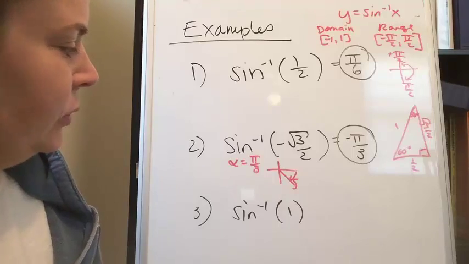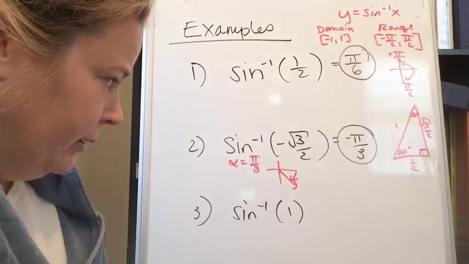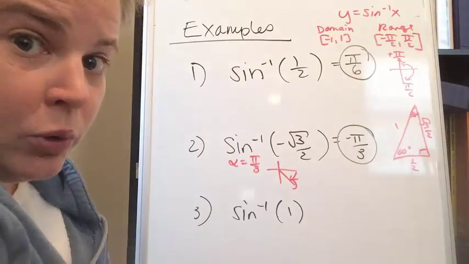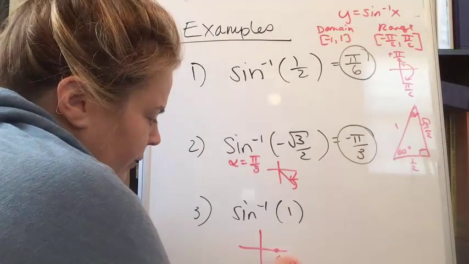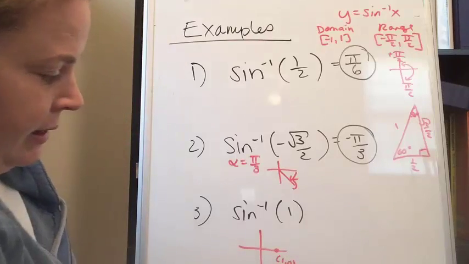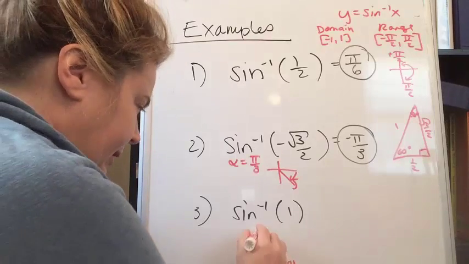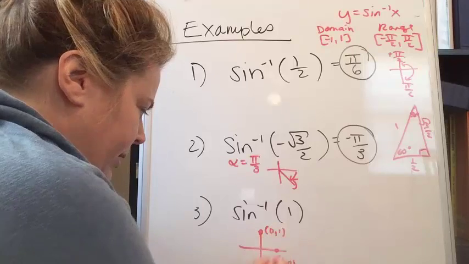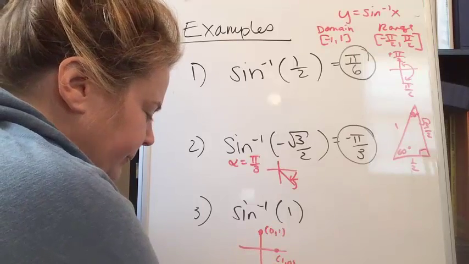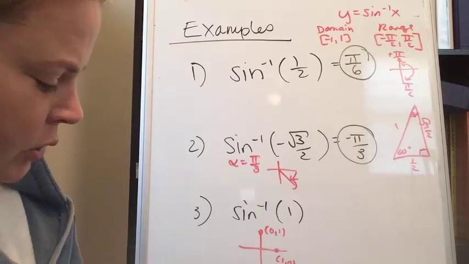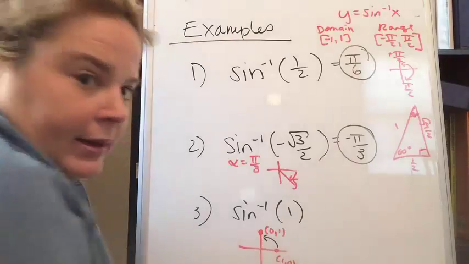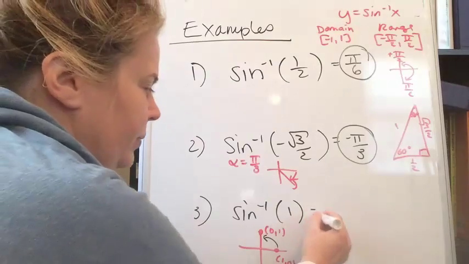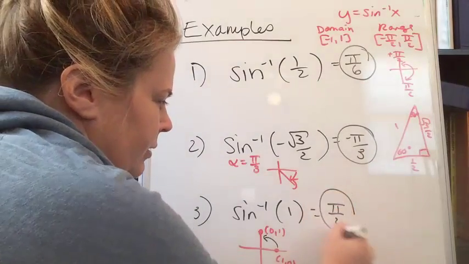And what about this last one? When is sine equal to 1? Oh, that's one of those quadrantal angles. The point here would be 1, 0. Sine is attached to y, so that's not it. Up here would be 0, 1. And down here is 0, negative 1. So when is sine equal to 1? When we have 90 degrees. So that would be pi over 2.